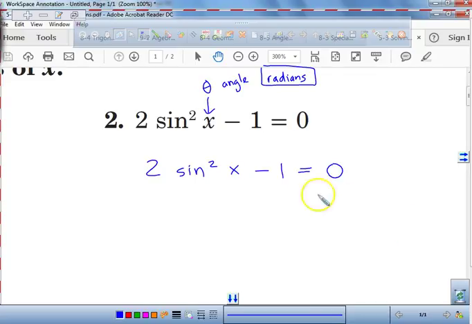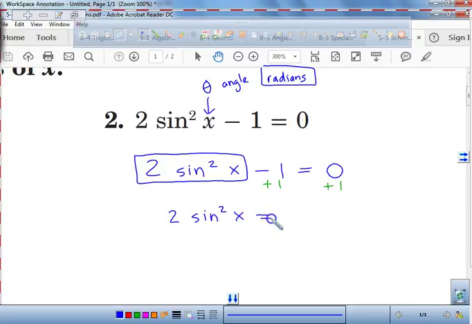Now, we're trying to isolate this variable known as x. What would you guys think would be the very first logical step to get this expression by itself? What would you do? Add 1. I like it. I'm going to add 1 to this side, add 1 to this side. So we have 2 times sine squared of x equals the number 1.